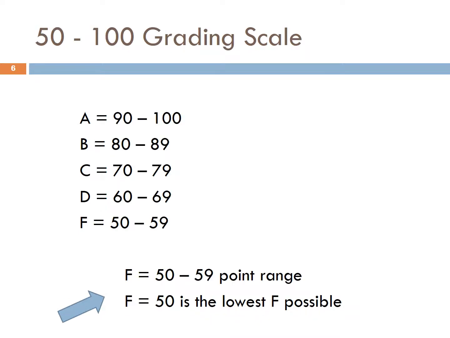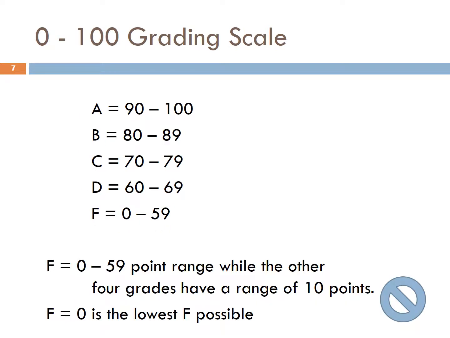The 50 to 100 point grading scale is identical to the 0 to 100 grading scale except for the value of F. A through D have identical values, identical ranges. In the 50 to 100 grading scale, F equals 50 to 59 points, which results in 50 being the lowest F possible.